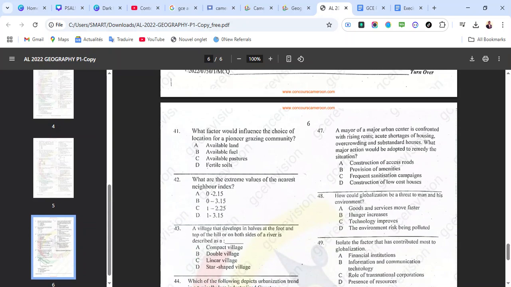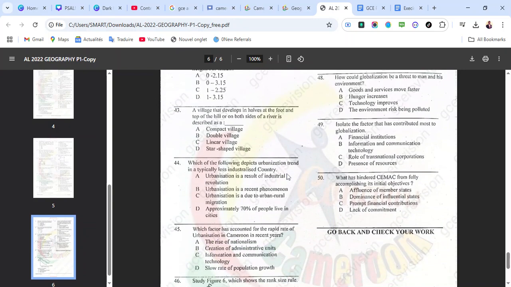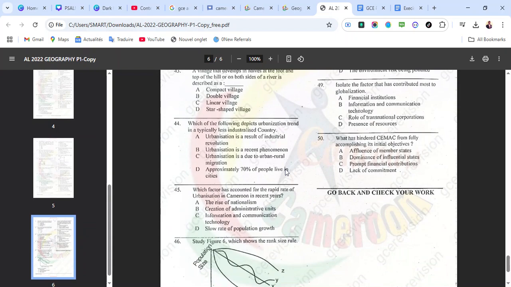A village that develops in halves at the foot and top of the hill or on both sides of the river is described as. Correct answer for 43 is C, which is a linear village. Which of the following depicts urbanization trend in a typically less industrialized country? Correct answer for 44 is B, which is urbanization is a recent phenomenon.